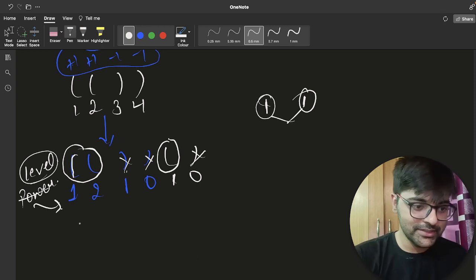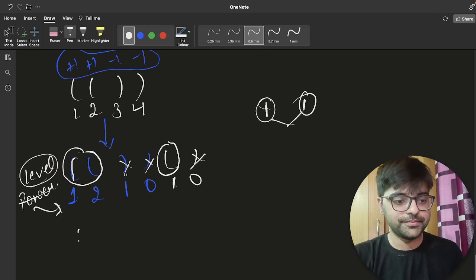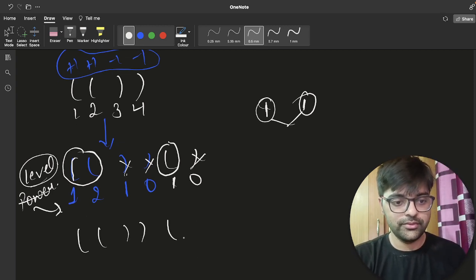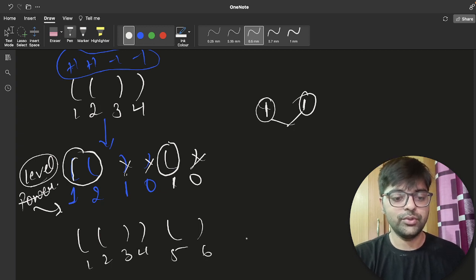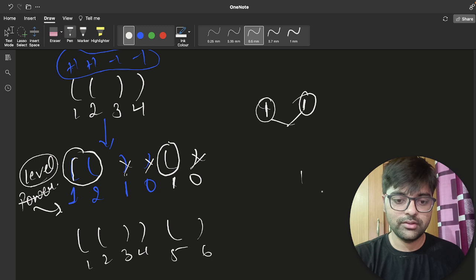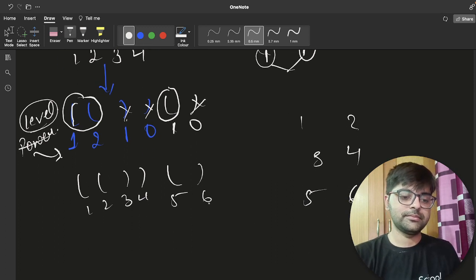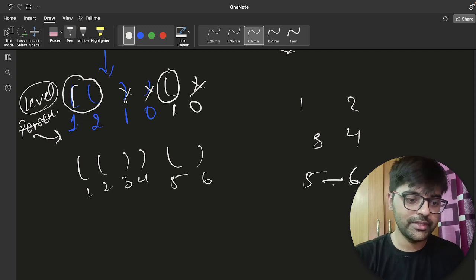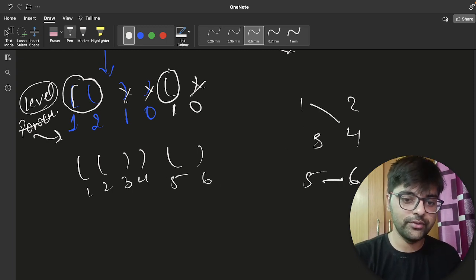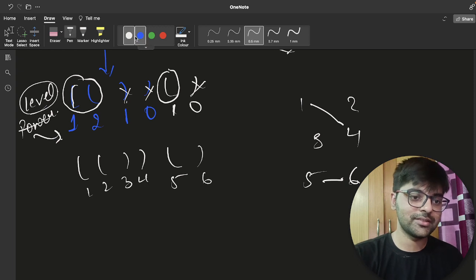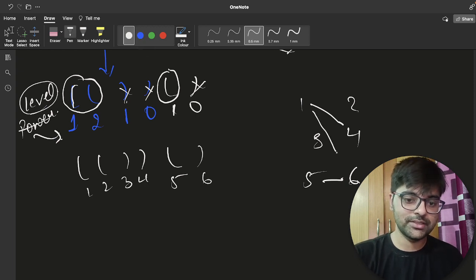How? Let's see that. 1 2 3 4, this one. So 1 2 3 4 5 6. There is an edge between 5 and 6. There is an edge between 1 and 4, right? But is there an edge between 1 and 6? You can see that 1 and 6 is balanced, so there is an edge between 1 and 6, right?